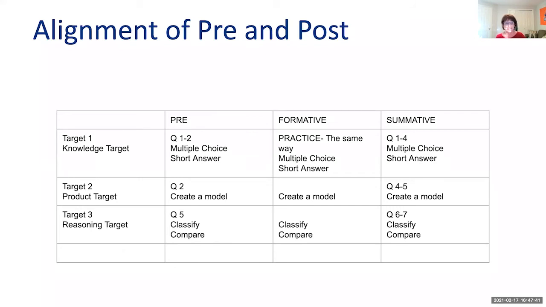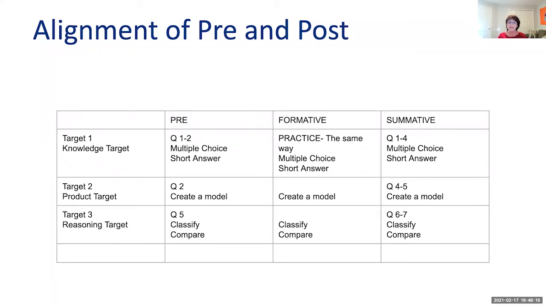Target 2 that I listed is a product target. Okay, and I'm going to have 2 questions related to having kids create a model. And on the summative, there's going to be 4 or 5 questions related to having them create a model. I'll double it again. I might ask them to draw the model and label it and do some things like different points in there, but it would be directly relatable.